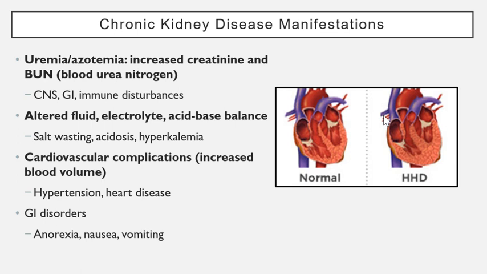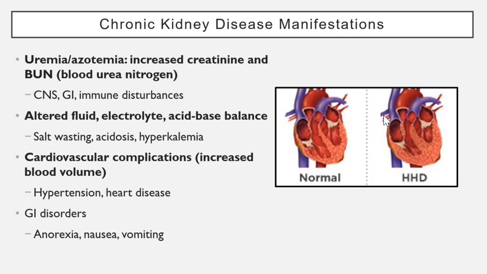So these are some of the symptoms that you get from this. You get uremia, which is increased creatinine levels. Your blood urea nitrogen goes up because you're not regulating it. You're not filtering things properly, and so you get a buildup in your blood of these nitrogenous compounds.